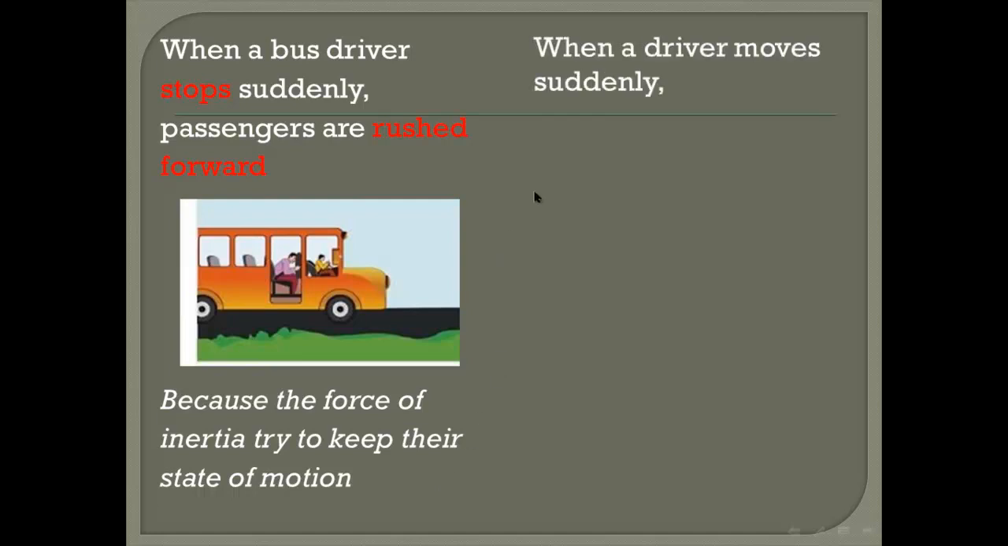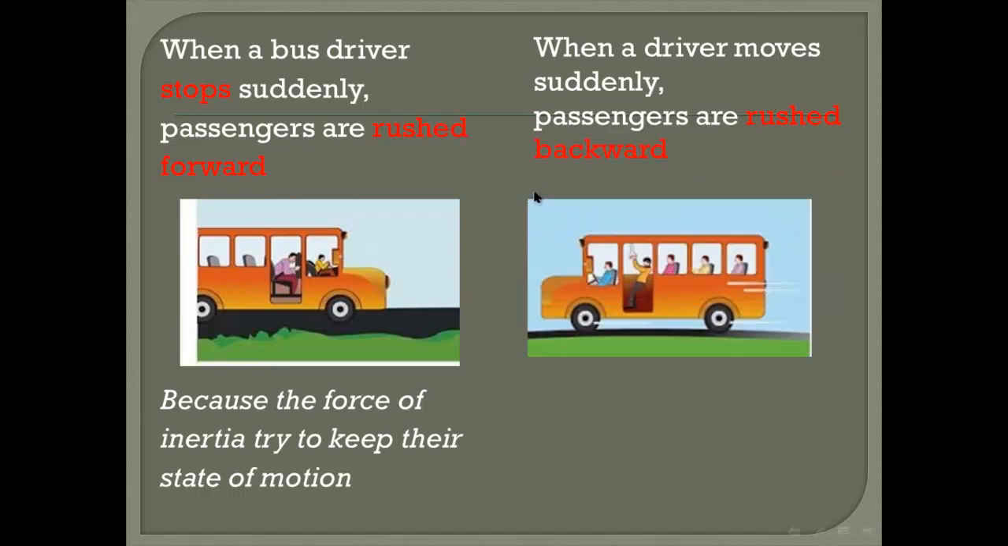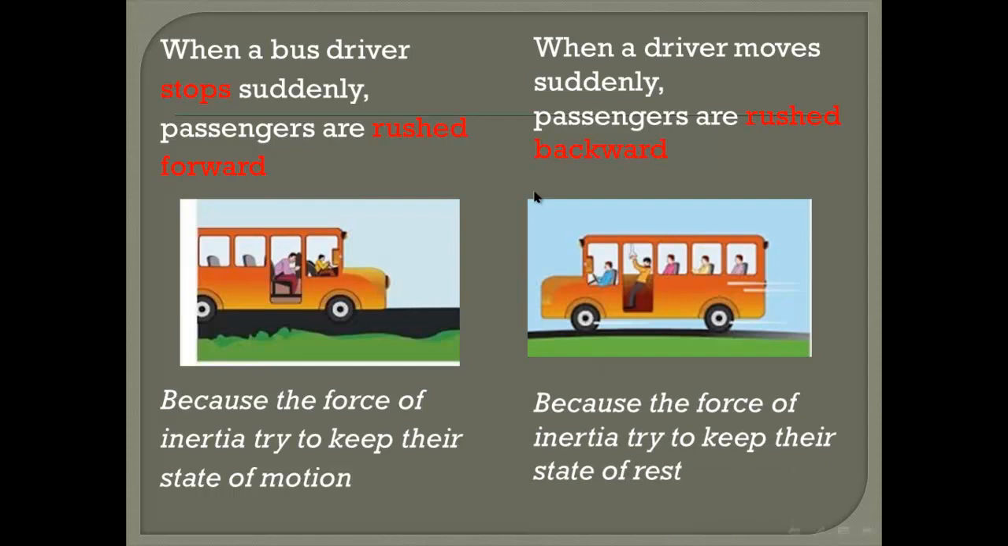Another example. When a driver moves suddenly, what happens? Passengers are rushed backward, because the force of inertia tries to keep their state of rest. So, inertia keeps the state of an object from rest or its motion.